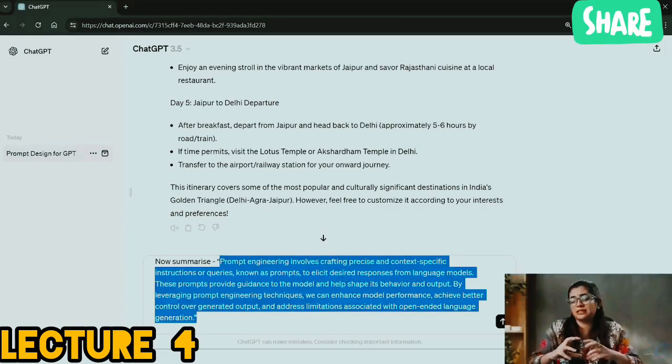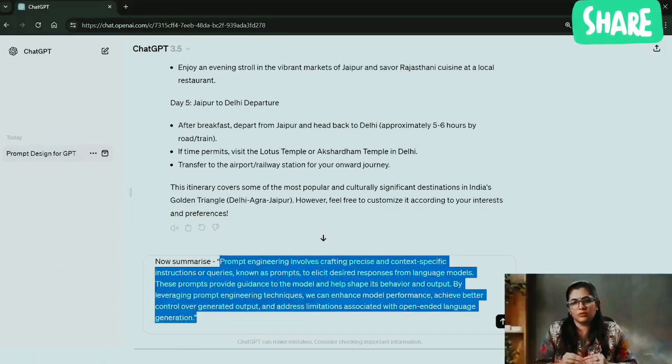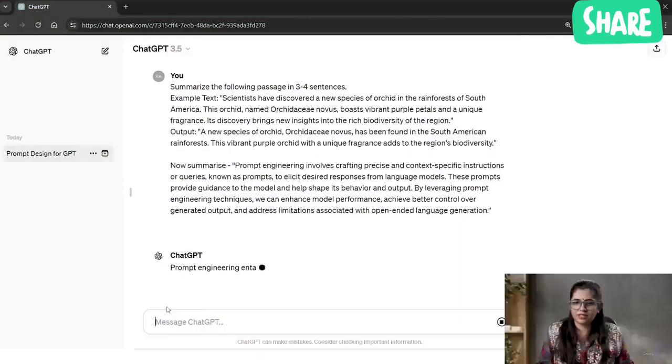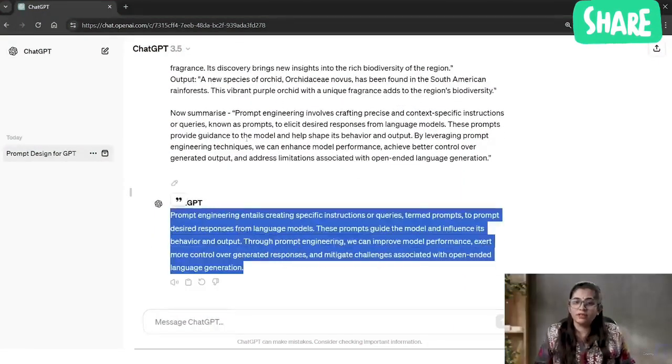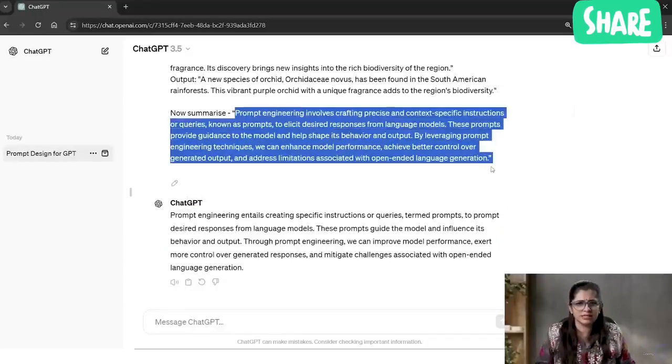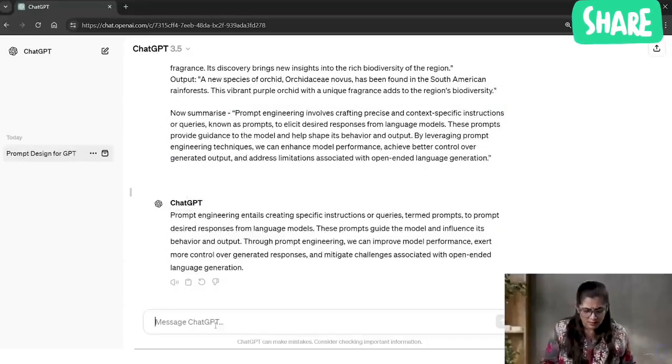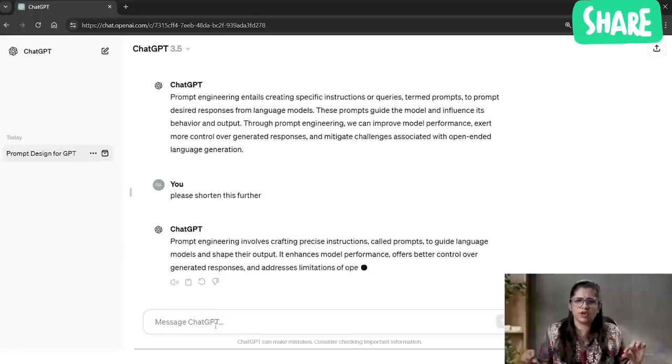I want to summarize this into 1 or 2 sentences, right? This is my prompt. I give this, and this is what it gives me. However, isn't it feeling the same? Now, if I say, please shorten this further, for example, I don't want this much, I want short and crisp, it still gives me this.